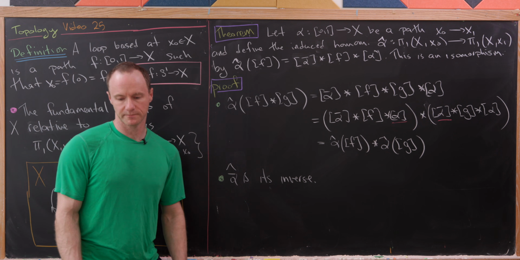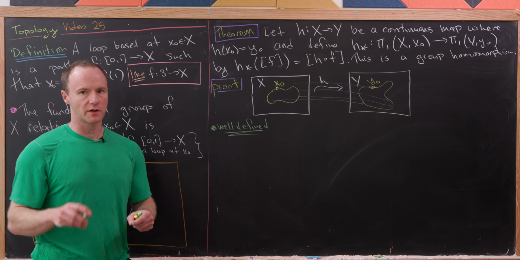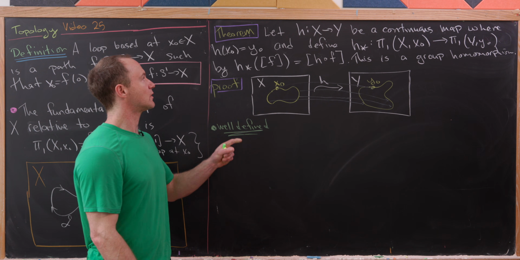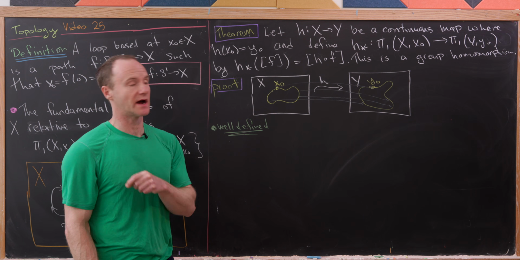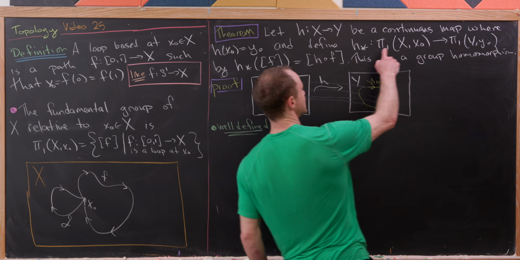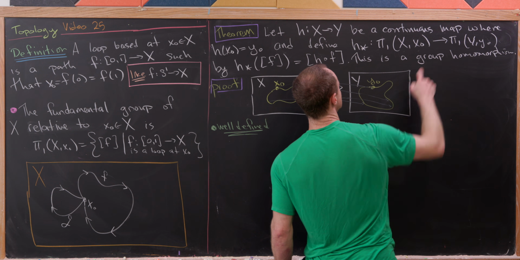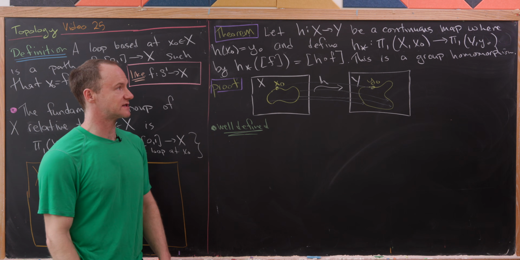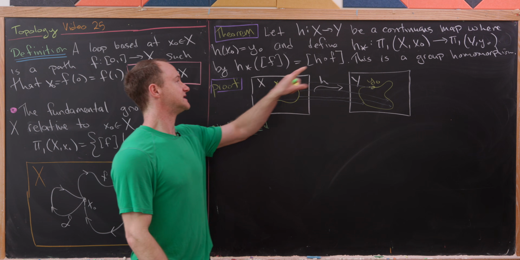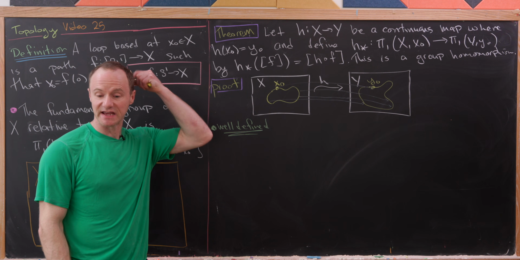Okay, so let's keep going. Now let's suppose we've got a continuous map between topological spaces. We'll call those spaces X and Y, and H will be our continuous map. Then we'll also suppose that H of X naught is Y naught. Then let's define H star to be a map from the fundamental group of X relative to X naught to the fundamental group of Y relative to Y naught by the following formula. So H star F is equal to the class of H composed with F. Now we want to show that this is a group homomorphism.